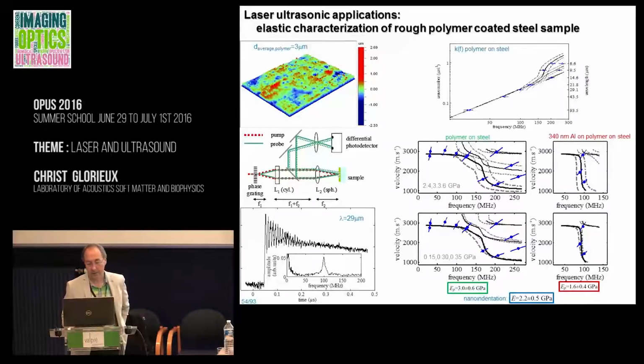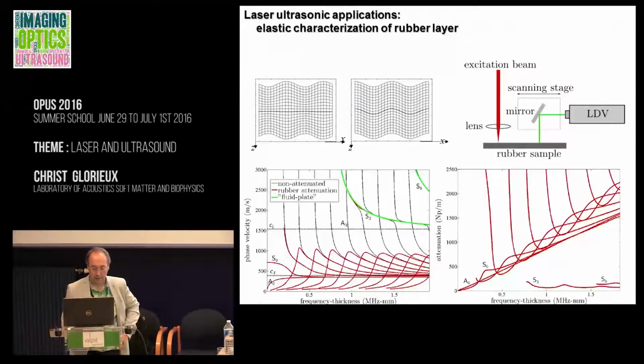Here is an example of a polymer on steel. People were interested in the adhesion, and to estimate the adhesion you have to know the elastic parameters. By the way, adhesion changes the acoustic wave propagation, so you can try to detect it by looking at the wave propagation. Same story: dispersion curves, elastic parameters. I will go fast. You can also do it for films.